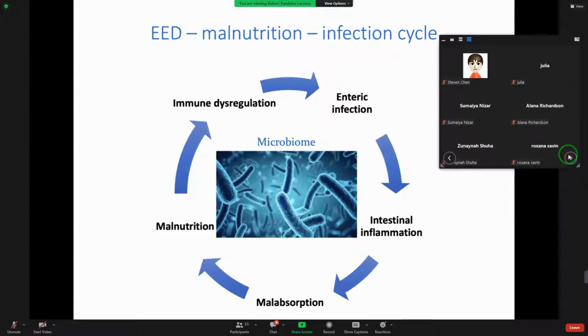Of course, clean water is often challenging in many places around the world, still, unfortunately, so that can also predispose to developing enteric infection. That in itself leads to intestinal inflammation and malabsorption, and that can lead to malnutrition and further immune dysregulation and increased susceptibility to further enteric infections. So that's how you get this spiral, this circle.